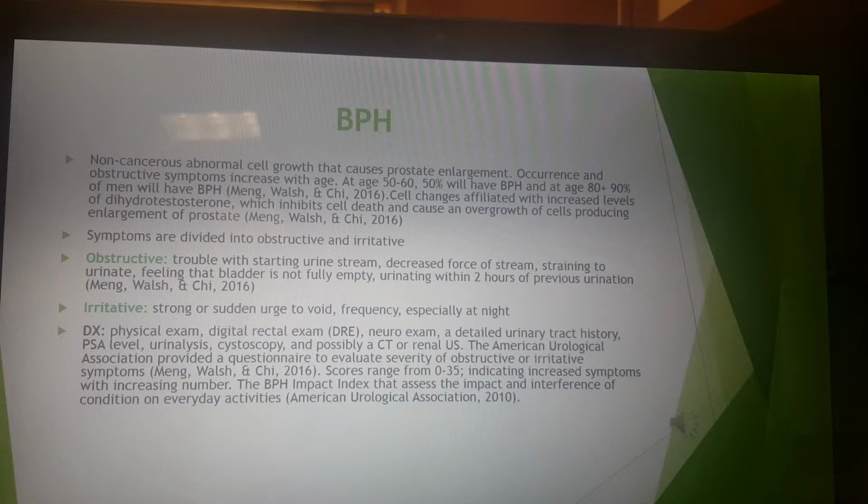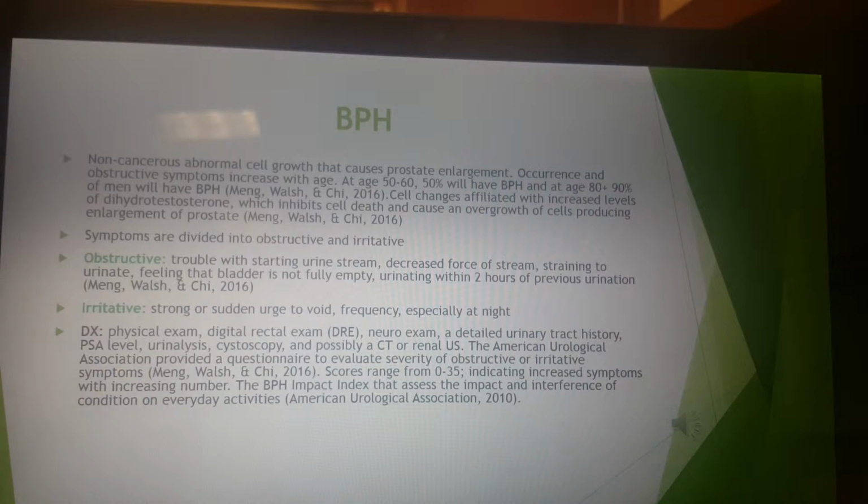Diagnosis includes a physical exam, a digital rectal exam, a neuro exam, and a detailed urinary tract history. PSA levels, urinalysis, cystoscopy, and possibly a CT or renal ultrasound. The American Urological Association provides a questionnaire to evaluate severity of obstructive or irritative symptoms. Scores range from 0 to 35, and they indicate increased symptoms with increasing number. The BPH Impact Index also assesses the impact and interference of the condition on everyday activities.